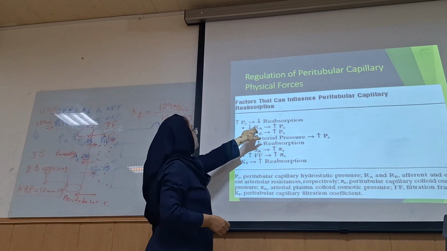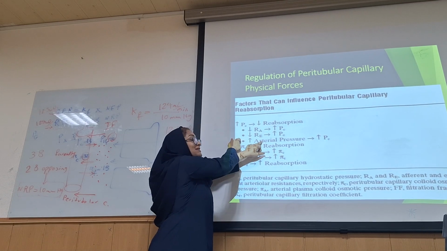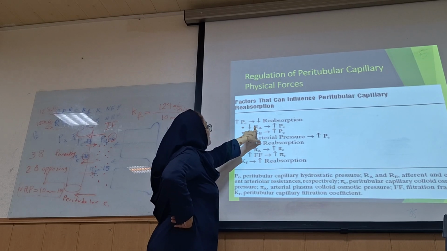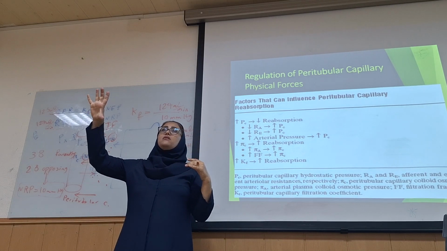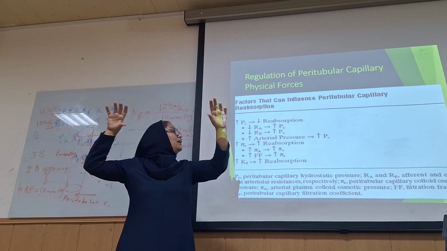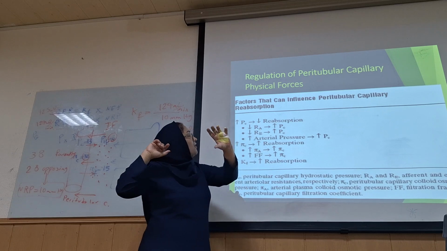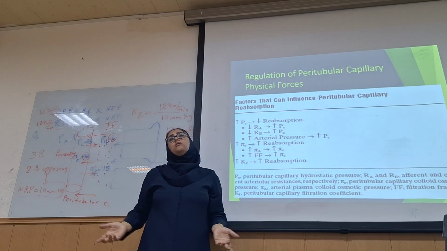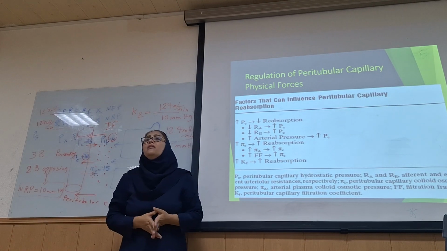You remember sympathetic stimulation and the severe stimulation as effect on arterial pressure. Here, when resistance of afferent arteriole decreases, it means more blood flow, they have vasodilation. And what happens? PC increases. When resistance of efferent increases, again PC increases. It increases the inflow to peritubular capillary.